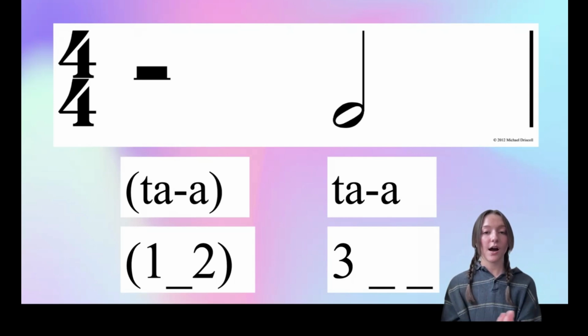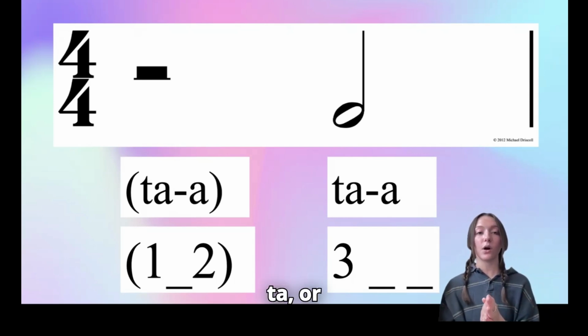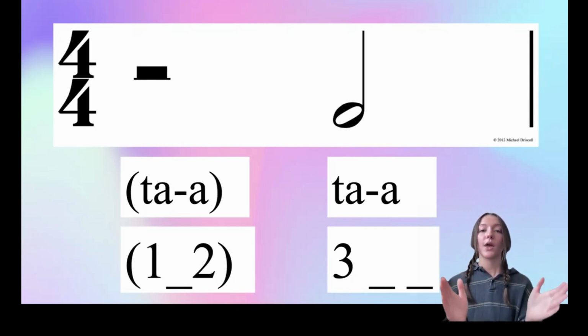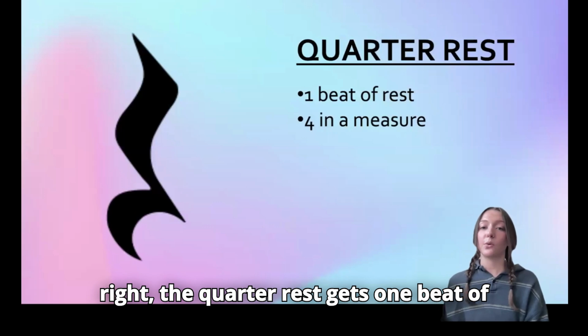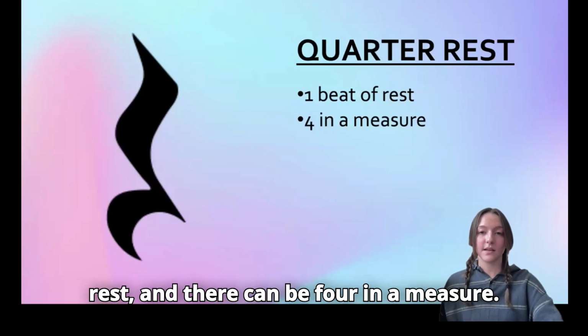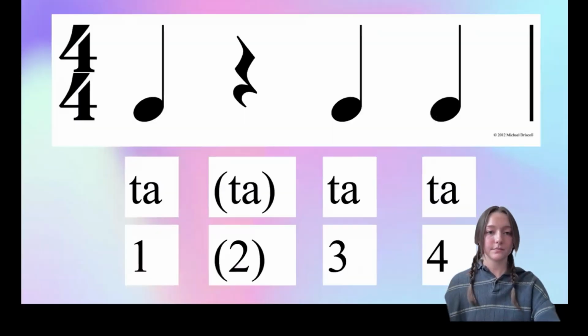Ta, ta, or 3, 3. All right, the quarter rest gets 1 beat of rest, and there can be 4 in a measure.